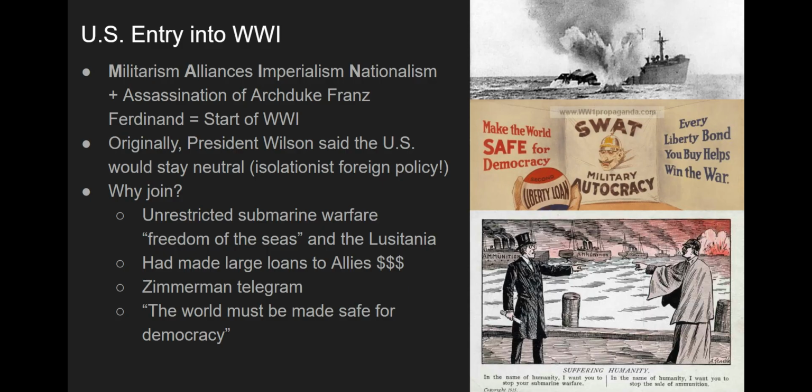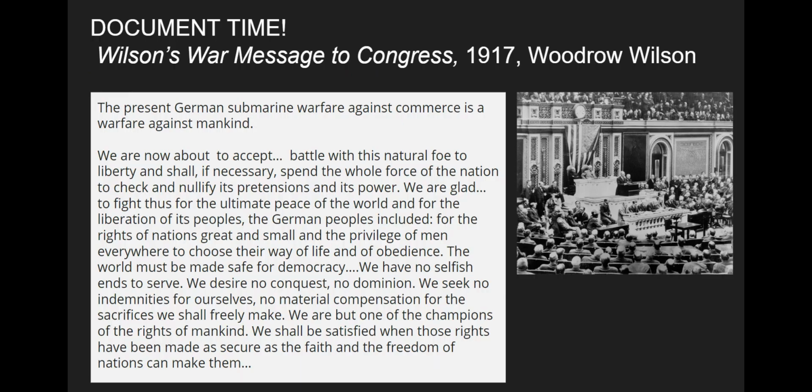And finally, the moral reason. Because remember, Wilson's an idealist. He says the world must be made safe for democracy. Let's look at his war message.